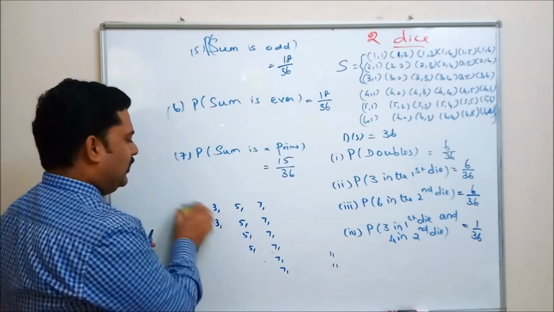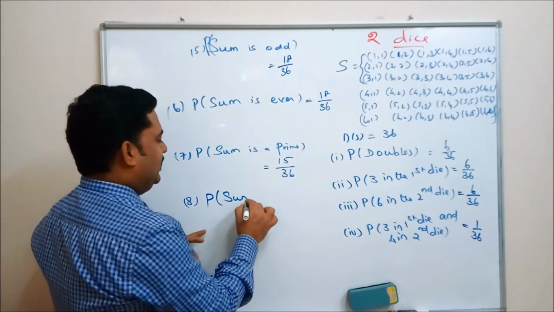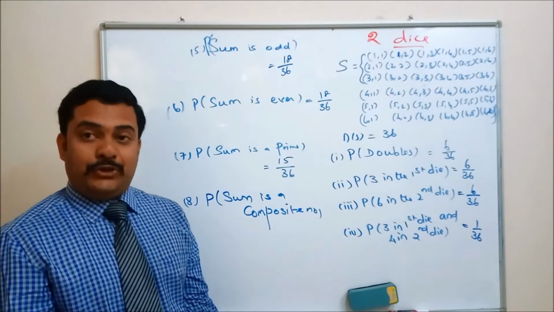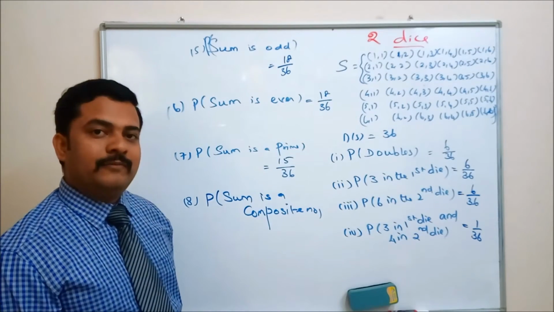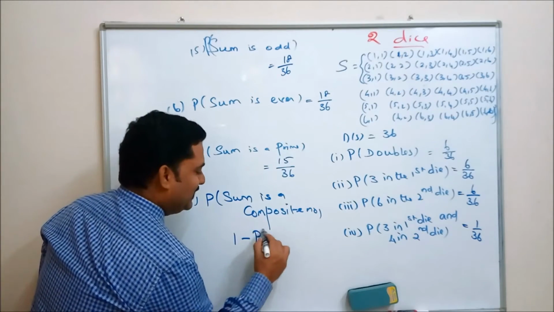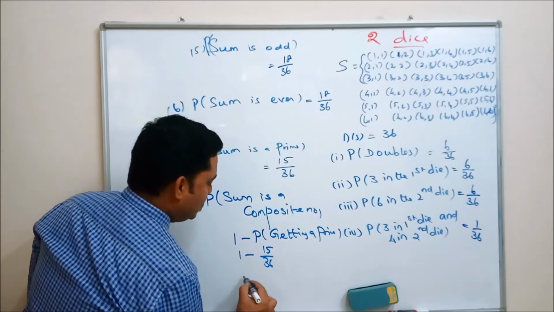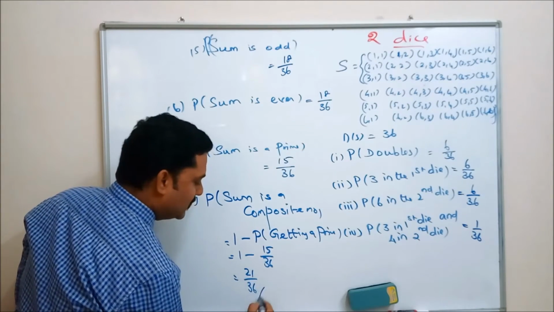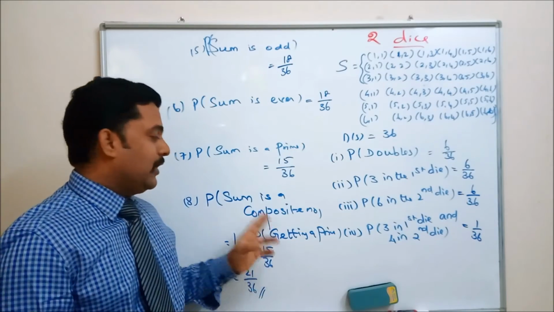Now, let me go ahead with the last question. Let me add this as the 8th one. What is the probability that the sum is a composite number? What is a composite number? A number which is not a prime is called a composite. So what is the answer here? The total probability is 1. So this is 1 minus the probability of getting a prime. So 1 minus 15 divided by 36. How many are we left with? 21, right? So 21 divided by 36 is the probability of getting the sum as a composite number.